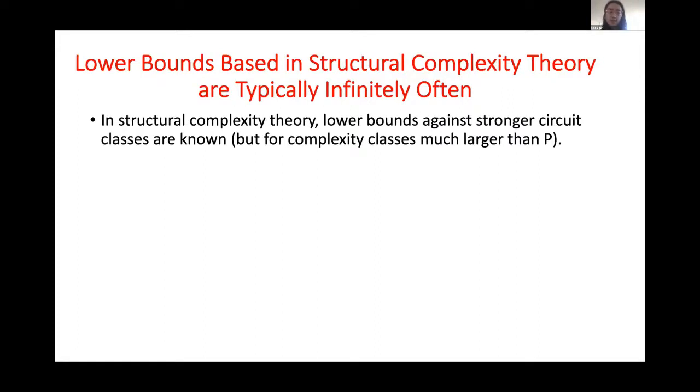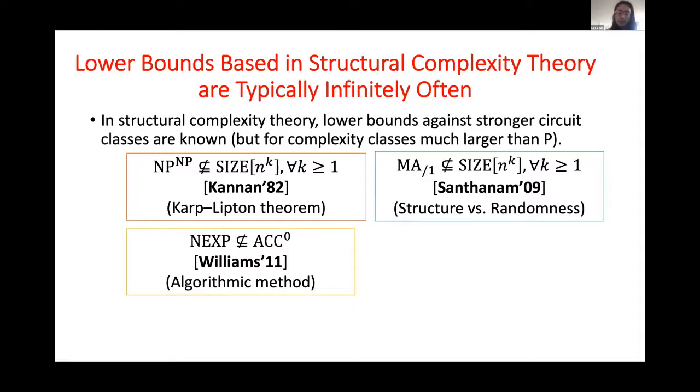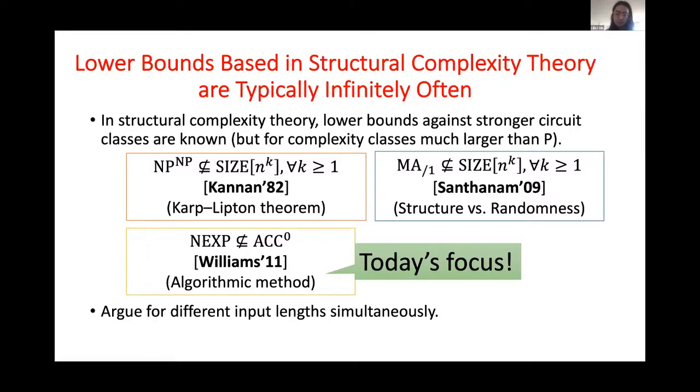On the other hand, in structural complexity theory, lower bounds against stronger circuit classes are known. For example, in the 80s, Kannan proved that NP to the NP does not have fixed polynomial size circuits. Later, Sundaram proved the same thing for MA with 1 bit of advice. The same also applies to the Williams lower bound that NEXP is not in AC0. And this is proved by the algorithmic method, which will be today's focus.